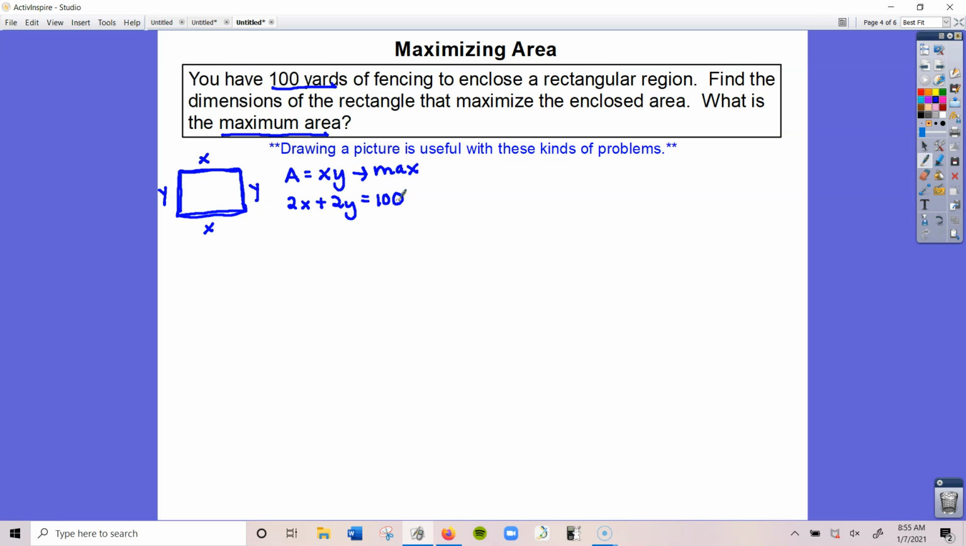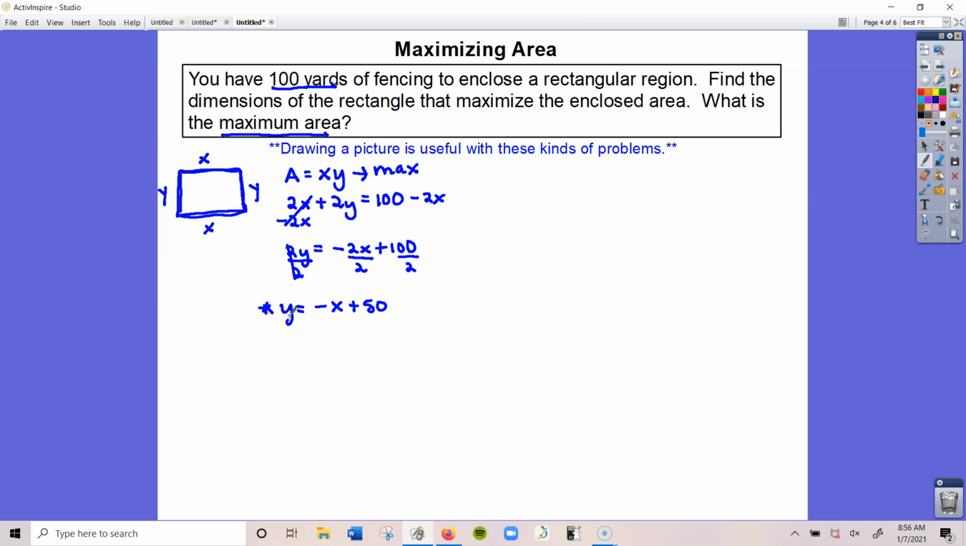This is my constraint. So we use the equation that equals a number to solve for one of those variables. In this case, I'm going to choose to solve for y, just because I like to have my equations with x's. So I'm going to subtract this 2x over. So I have 2y is equal to negative 2x plus 100. I just reversed the order, so it's in standard form. And then I'm going to divide everything by 2. So y is going to equal negative x plus 50.